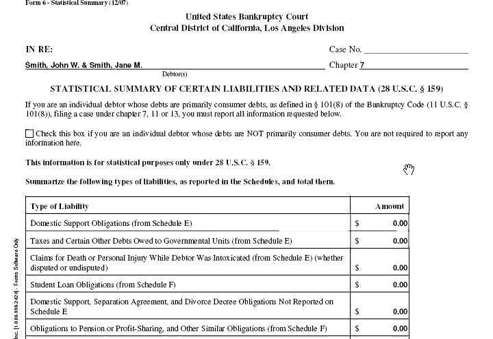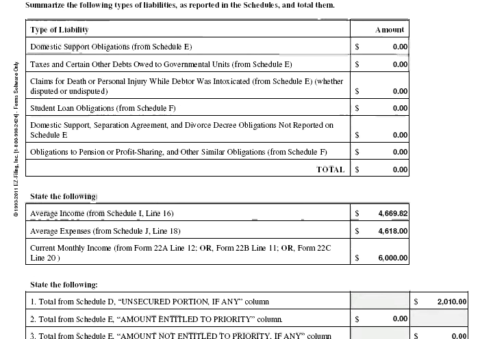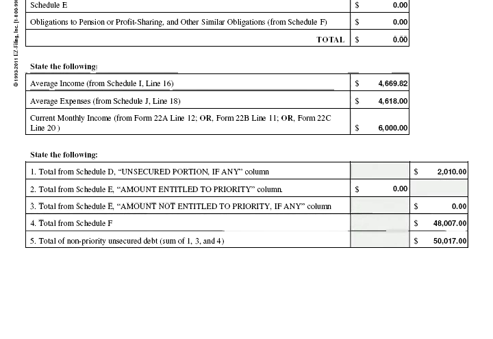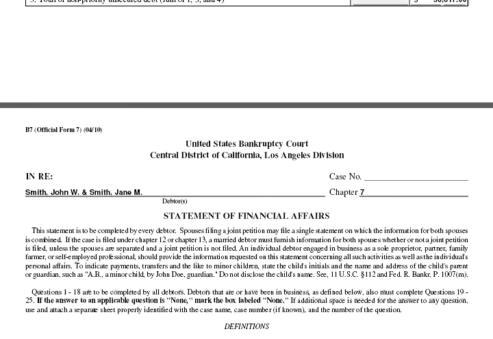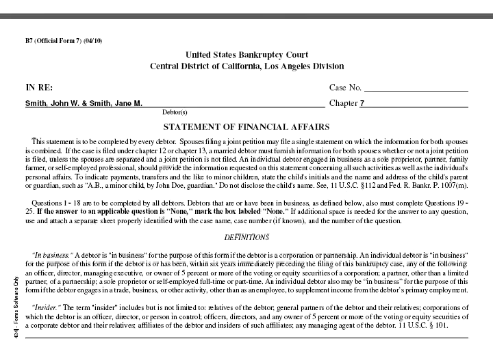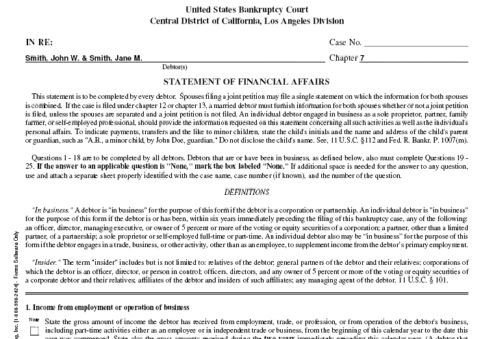Statistical summary of certain liabilities and related data. This is all filled in for you automatically. You don't have to fill this in, fortunately. It's just a statistical summary of certain information that the bankruptcy court wants to keep track of for their own purposes. Then you've got a statement of financial affairs, which is basically just questions 1 through 18, regarding your financial affairs.